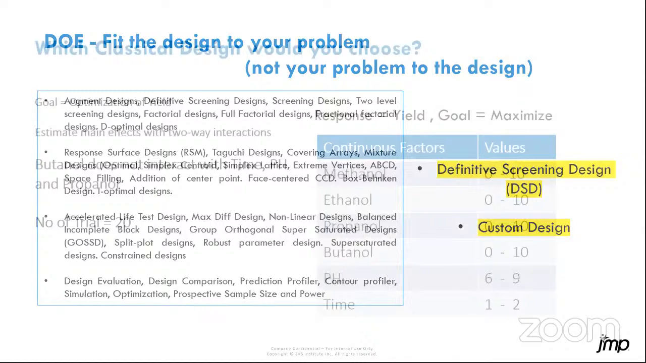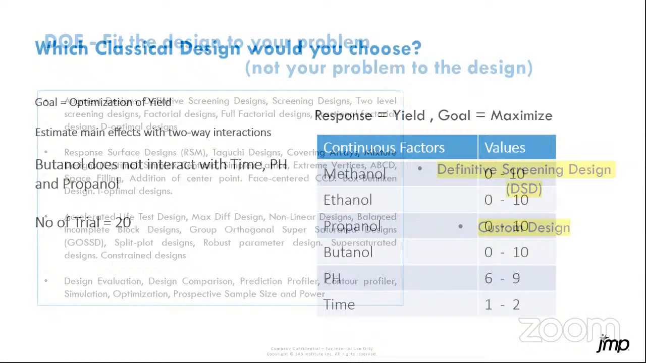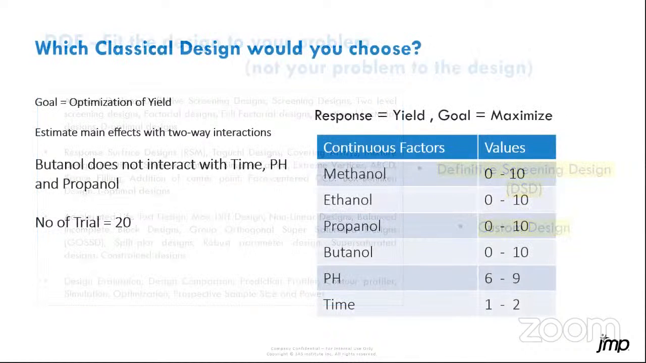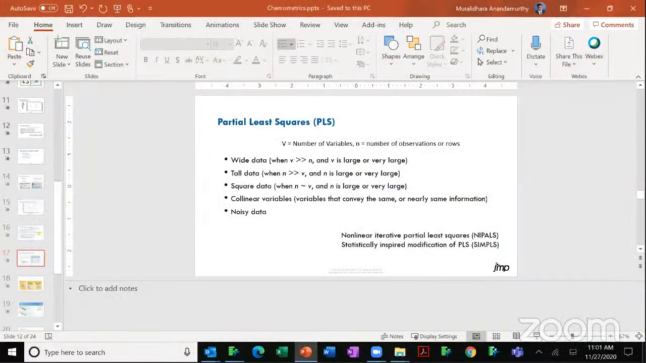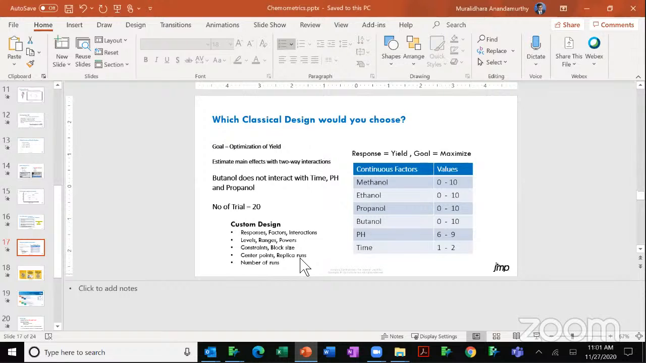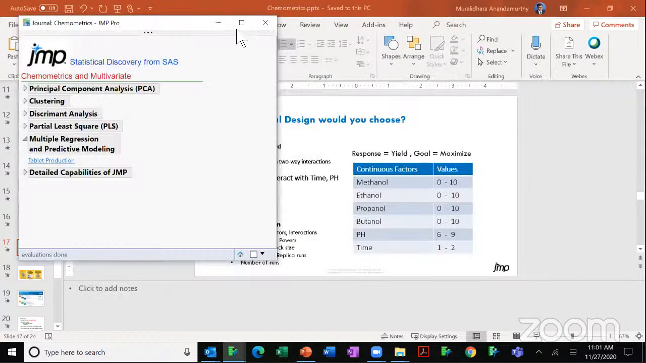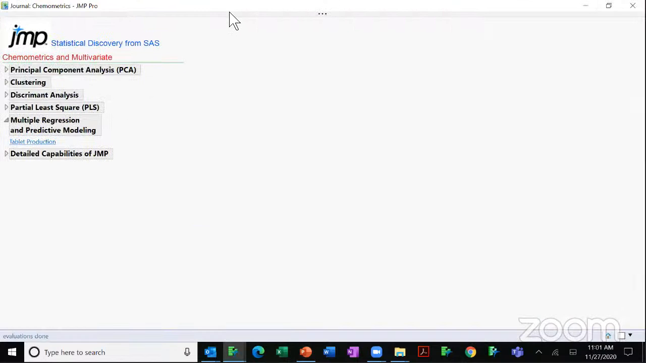I'll take an example. For example, my goal is to optimize yield. I have 6 factors: methanol, ethanol, propanol, butanol, pH, and time. I want to estimate the main effects with two-way interactions. And I have only 20 trials. The number of trials is also limited. In this case, none of your conventional or classical textbook designs would help you out, because of your restriction on the number of trials.